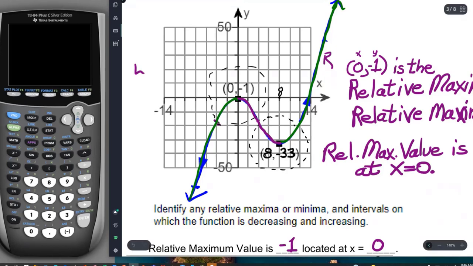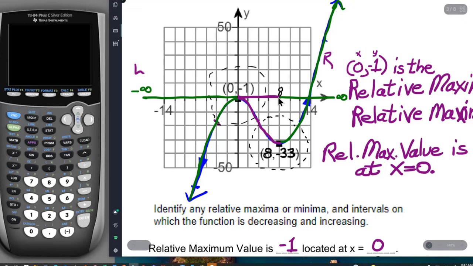Okay, so now all I have to do is match up the increasing and the decreasing parts of the graph with the x-axis. Here we have green, and that matches up with this part of the x-axis, from negative infinity to x equals zero. And then this part of the increasing matches up with this part of the x-axis from 8 to positive infinity. And the decreasing part of the graph matches up with this part of the x-axis from x equals 0 to x equals 8.